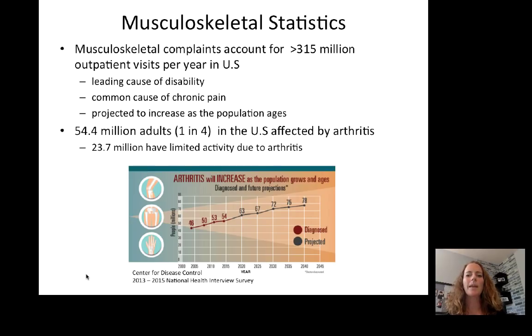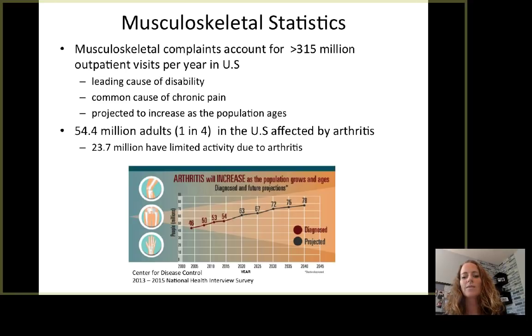So musculoskeletal complaints account for over 315 million outpatient visits per year in the U.S. They're a leading cause of disability, they're a common cause of chronic pain, and they're projected to increase as our population ages. Just some examples. Arthritis is extremely common. 54 million adults, that's 1 in 4 in the United States, are affected by arthritis. Of that 54 million, almost half, 23.7 million, have limited activity due to their arthritis. The Center for Disease Control has projected that this will increase much more over the next several decades as our population ages.